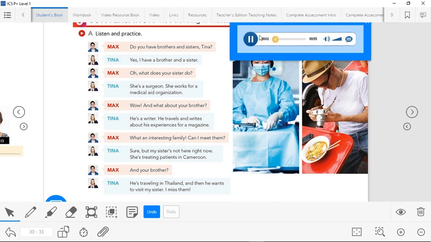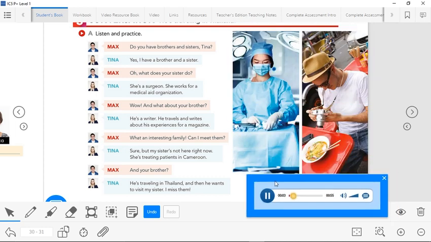Page 31, Exercise 3, Conversation. He's traveling in Thailand. Part A. Listen and practice.